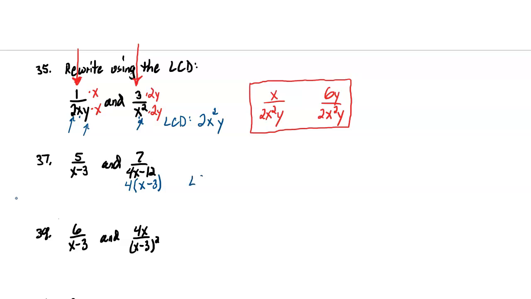Now, what is the least common denominator going to be? It's going to be the product of all of the factors that appear in the denominators. There's an x minus 3 that appears in both denominators, and there's also a 4 that appears in the denominator. So the LCD is 4 times x minus 3.